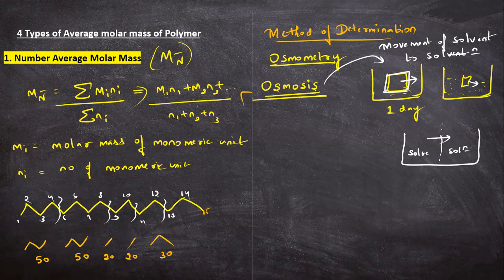Okay. Now I just want to stop this flow of solvent to solution. So what will I do? I just put a piston here, and through that piston I start putting pressure so that the flow will be stopped. Why I am putting pressure is to stop that flow of solvent to solution. That pressure I will call the osmotic pressure.